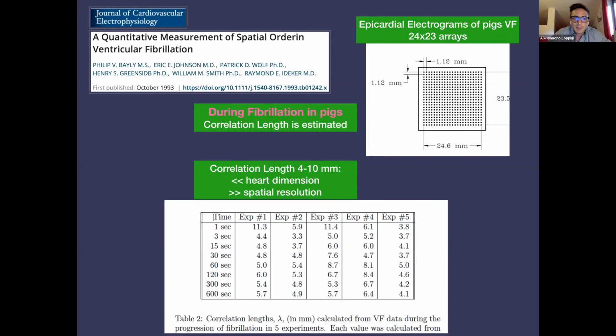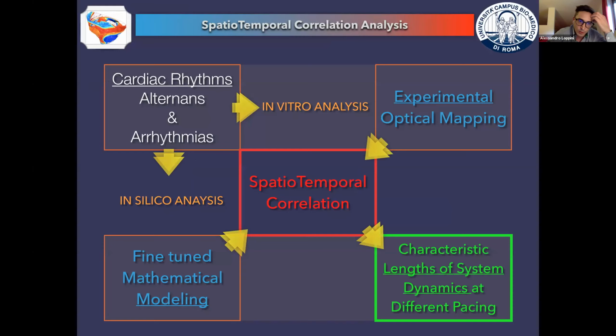And we found out that several studies used the concept of correlation length to analyze fibrillation. So we tried to generalize this concept of correlation length to investigate also the normal rhythm in the heart and also the alternans regime. So in this case, we also rely on both mathematical modeling and experiments to perform this kind of correlation analysis and analyze what are the correlation lengths recorded in normal rhythm, in alternans, and also in fibrillating regime.